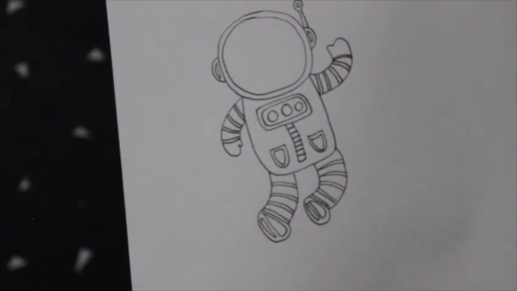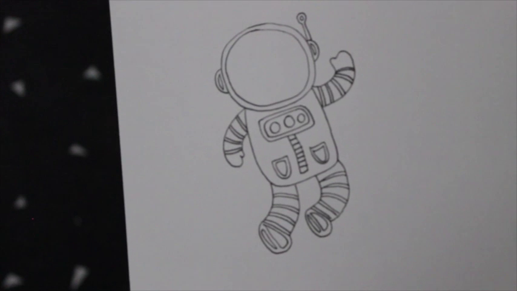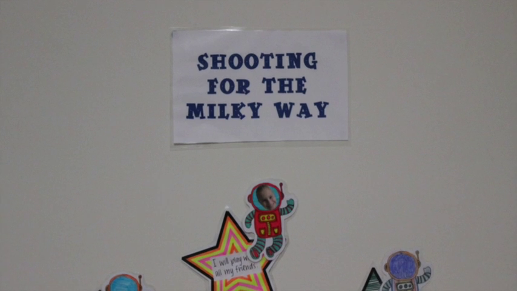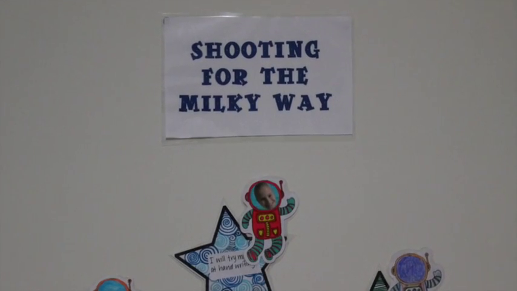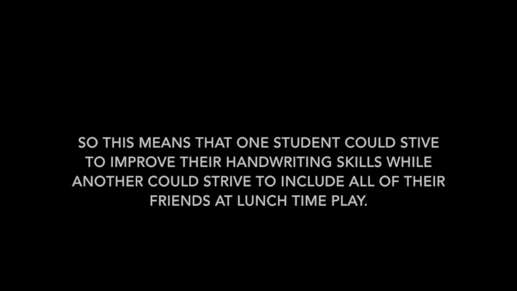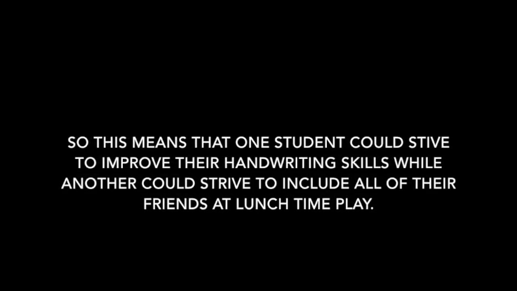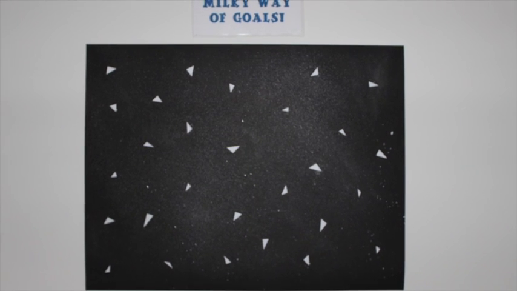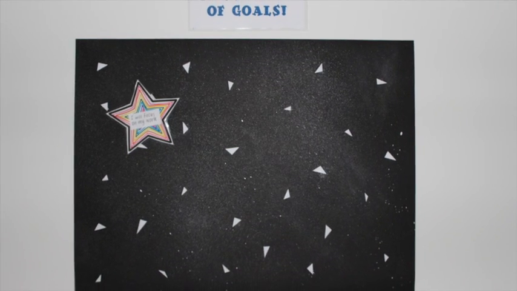I then drew an astronaut on which the students' faces will be placed. The students would then use these stars to write their individual goals on. The stars and astronauts will then be coloured in by each student. As students achieve their goals, they will be enabled to create new goals and stick them with their astronaut. Students will be able to place their achieved goals on the Milky Way, which is displayed to the class.